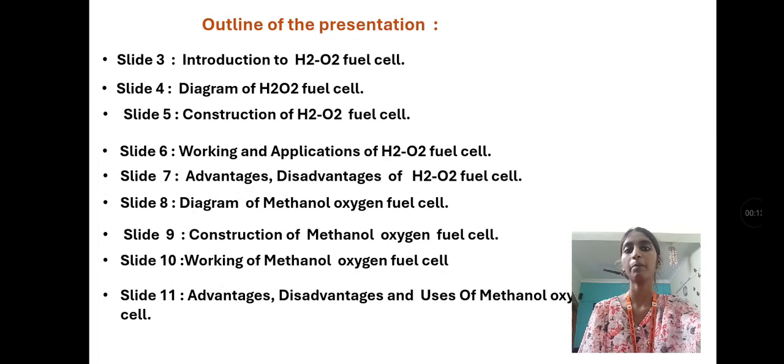This is the entire presentation outline. Introduction to hydrogen oxygen fuel cell, diagram of hydrogen oxygen fuel cell, construction of hydrogen oxygen fuel cell, working and application of hydrogen oxygen fuel cell, advantage and disadvantage of hydrogen oxygen fuel cell, diagram of methanol oxygen fuel cell, construction of methanol oxygen fuel cell, working of methanol oxygen fuel cell, and advantage, disadvantage and uses of methanol oxygen fuel cell.